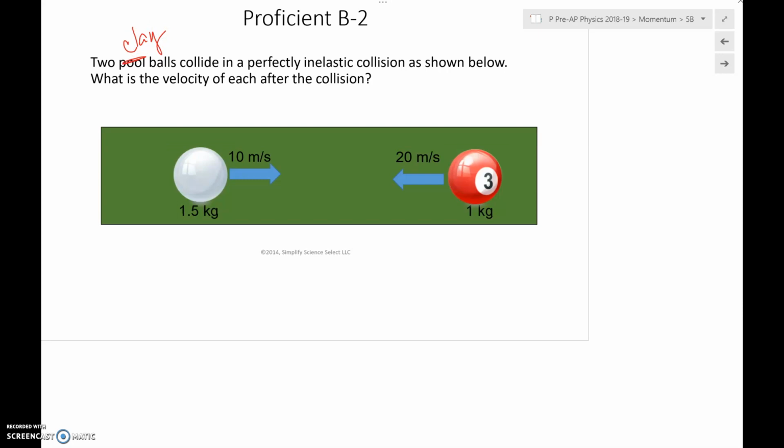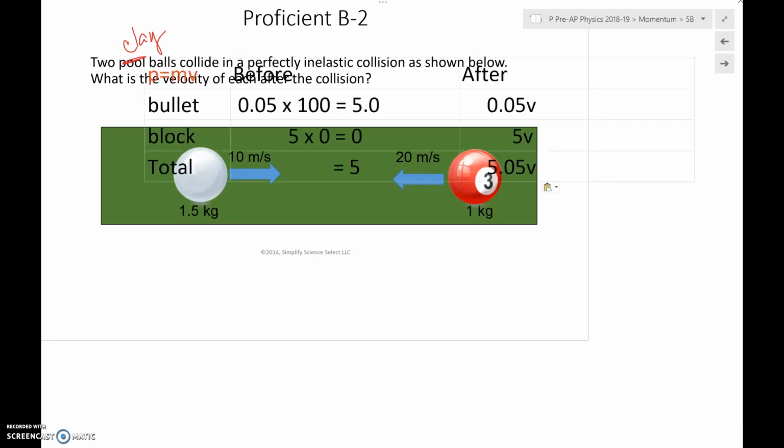Okay, so same principle, same principle. You're going to make a table.